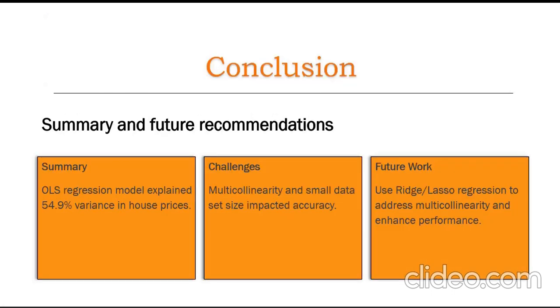In conclusion, the OLS regression model successfully predicted the house prices, explaining 54.9% of the variance. The analysis highlighted area, bathrooms, stories, and parking as significant predictors. Challenges included multicollinearity and limited dataset size, which constrained the accuracy. Future work should explore advanced regression techniques such as ridge or lasso regression to manage multicollinearity more effectively and improve predictive performance. This study underscores the value of data driven approaches in housing price prediction and construction management.